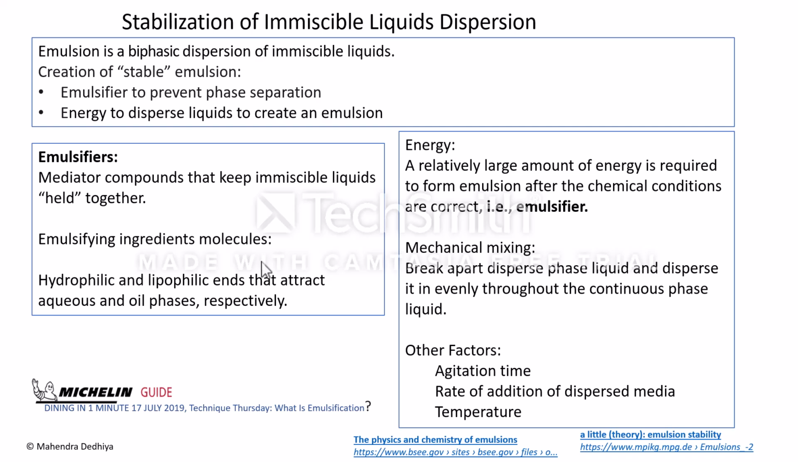Emulsifying ingredient molecules have a hydrophilic and lyophilic end that attracts aqueous and oil phase respectively. In addition to that, we must provide energy. A relatively large amount of energy is required to break the dispersed phase liquid, for example, oil, and disperse it evenly throughout a continuous phase such as water. In addition to that, agitation time, how long do you mix, rate of addition of these media, temperature, all those factors play an important role in forming and stabilization of emulsion.